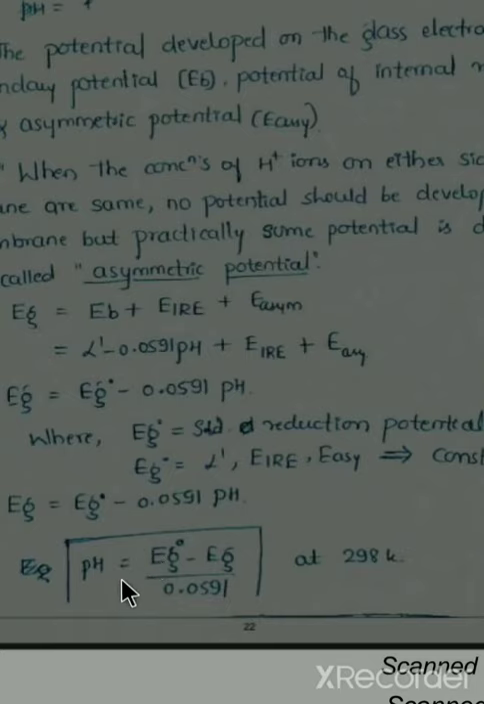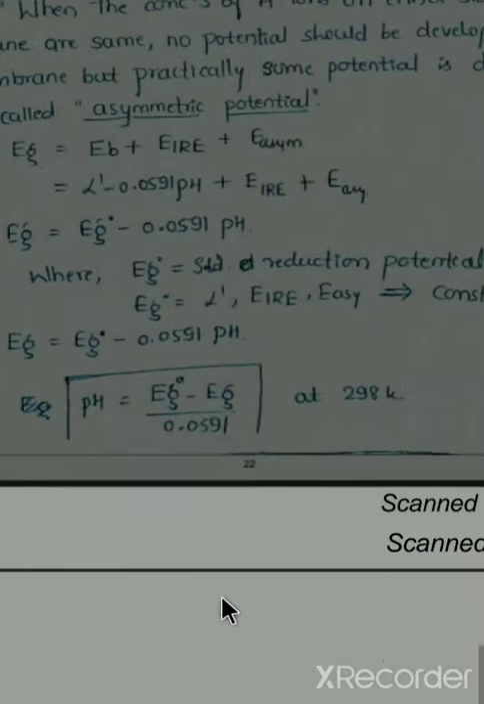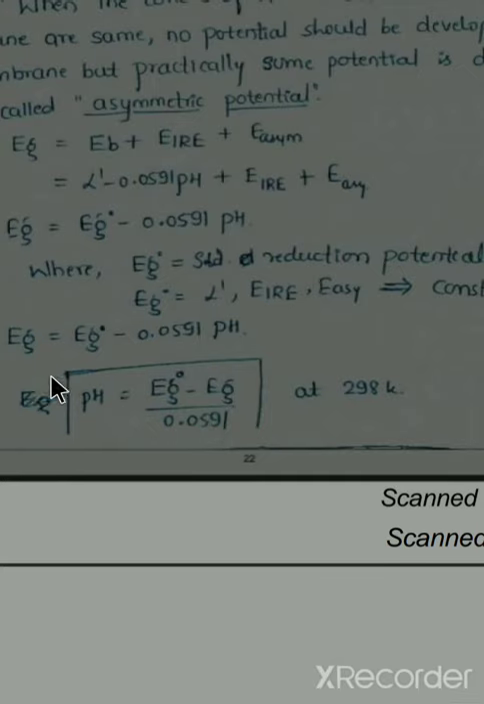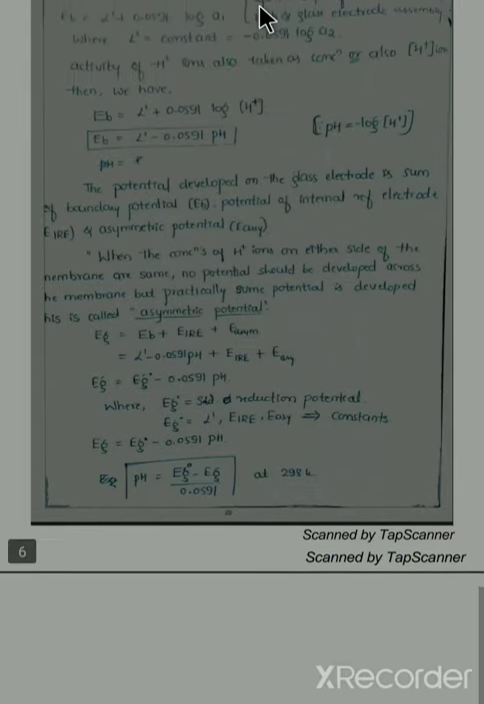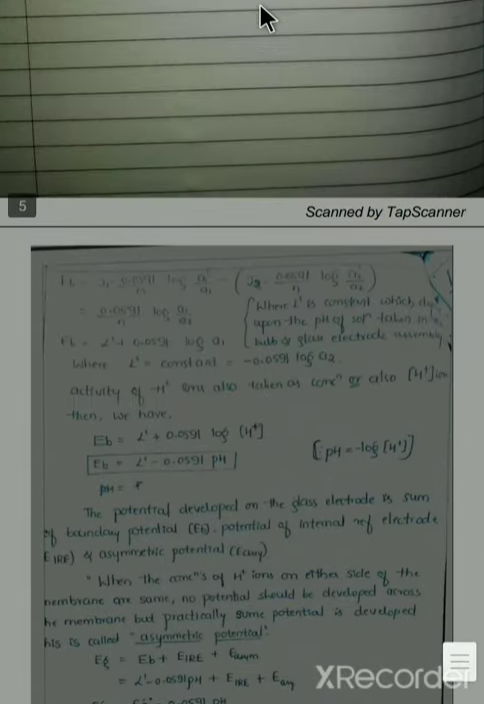Then arrive at the pH value. The pH value will be given as Eg naught minus Eg divided by 0.0591. So this is the expression for the pH. This is all about the glass electrode. Sometimes in your final exams they are going to ask this question for 7 or 8 marks. I hope you understood this glass electrode. This is very important for your final exams as well as internal exams. I hope you understood.